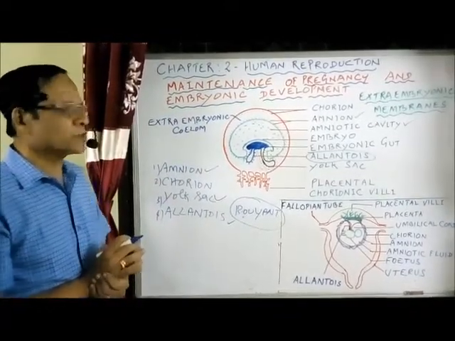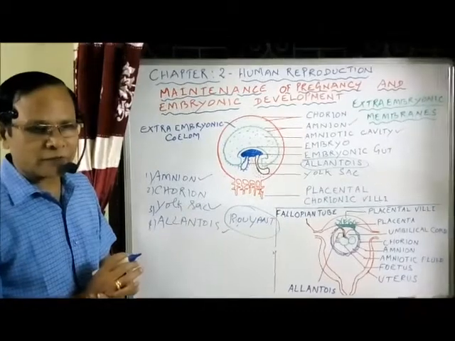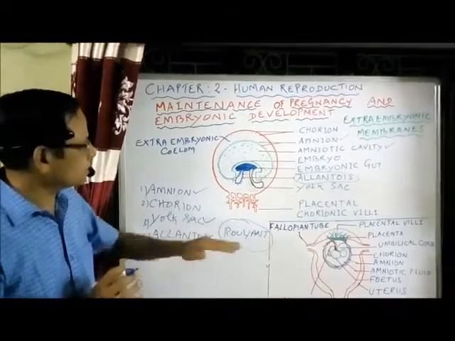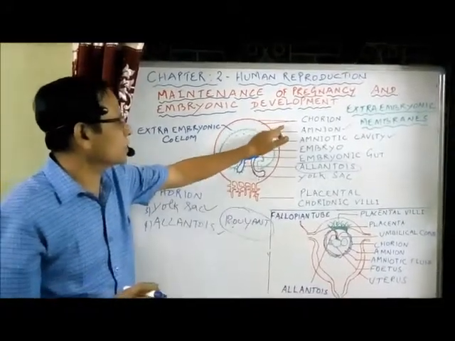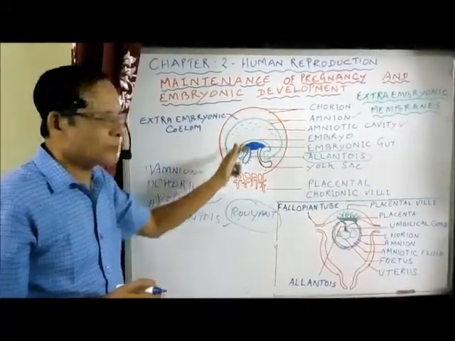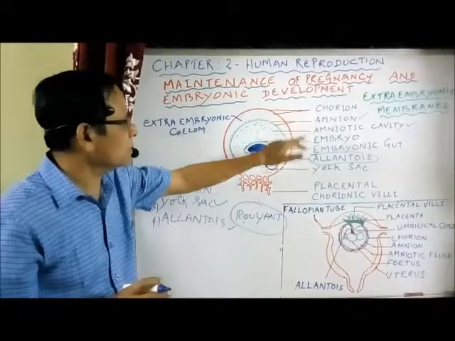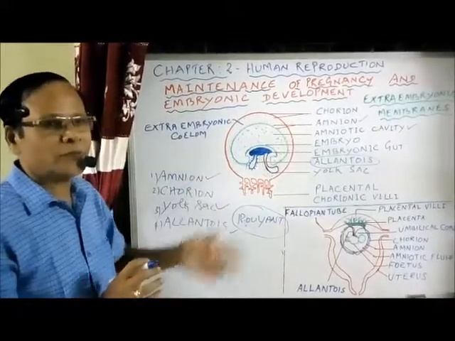Now the next one, chorion. The chorion is the outermost membrane which is normally protective in function. It normally surrounds the amnion and also other membranes. You see, this is a chorion, the outermost membrane surrounding other membranes. It surrounds the amnion, the other membranes and also the embryo.